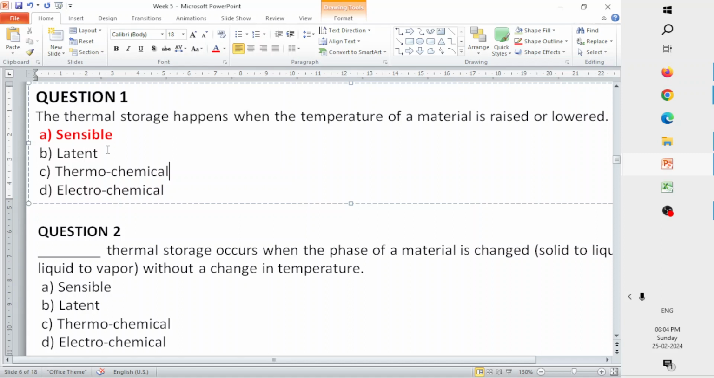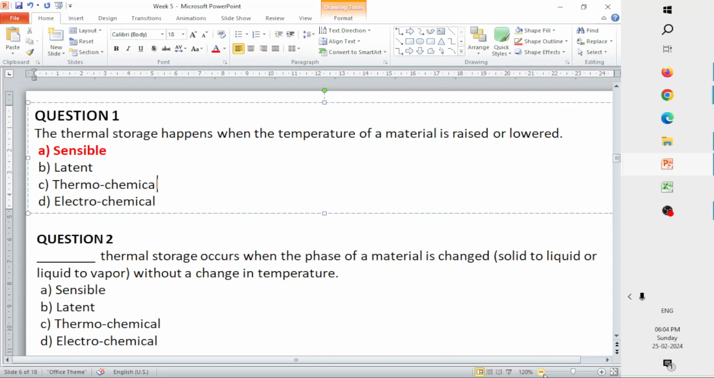The next question is kind of a repetition, but since I have explained it previously for question number 1, now you will be able to answer this question. Question 2 is: blank thermal energy storage occurs when the phase of a material is changed, solid to liquid or liquid to vapor, without a change in the temperature. So in the previous question there was a temperature change but no phase change. Here there is a phase change but no temperature change. So now please let me know the answer, because I have previously given the answer in question number 1. So what is it?